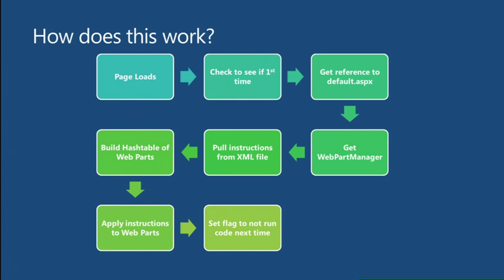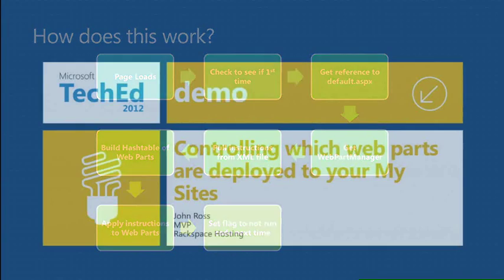So we move them around, do whatever it is, and then we set a flag to say, don't do that again. We don't want to continue to do this every time we load, because that would make no sense. We don't want to have 50 web parts in each area. That would make no sense.